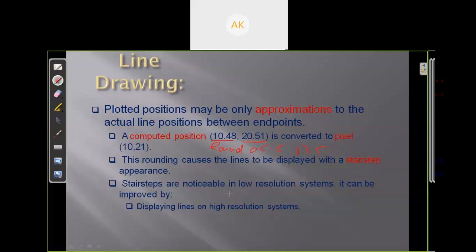These stair steps are noticeable in a low resolution system. When your system's resolution is low, this stair-step pattern can be noticeable. To reduce these stair steps, we have to increase the resolution of the system. So one method to reduce them is displaying the line on a high resolution system. If we use a high resolution system, this stair-step pattern or zigzag will be reduced. Okay.